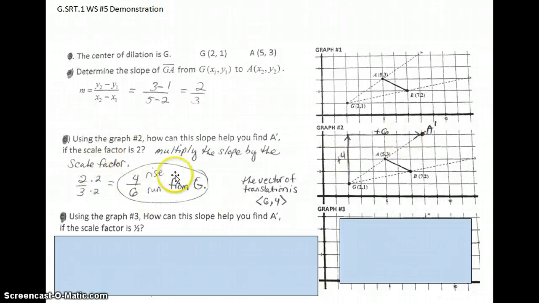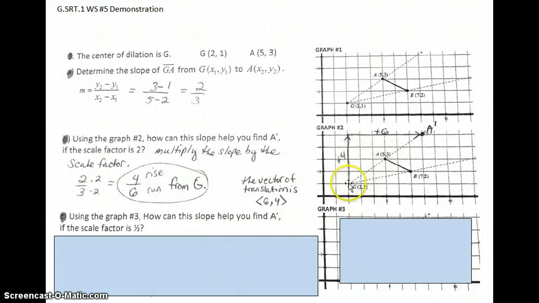Well, if you were going to use these rules of coordinates, and to tell how it would go from G all the way to A prime in one shot instead of doing this twice, you would just multiply your slope by the scale factor, and this is how it would work. So yes, up 4 and right 6 would get us to A prime. And so in using graph 3, how can this slope help you find A prime if the scale factor is 1/2? So what would be different?